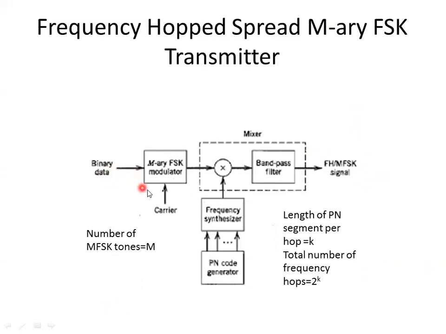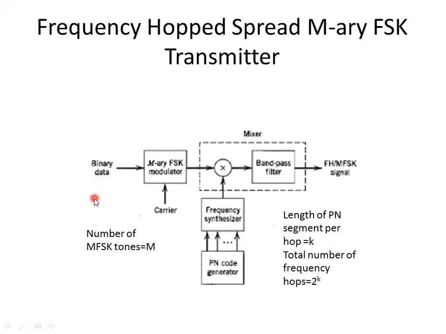This data is used to frequency modulate a carrier, and the modulation technique is an M-ary FSK modulator here. So at this point, we have an M-ary frequency shift key signal, that is a modulated signal, and this modulated signal is further passed through a mixer. We know what is the use of a mixer. Mixer is basically used for shifting the center frequency of the signal.